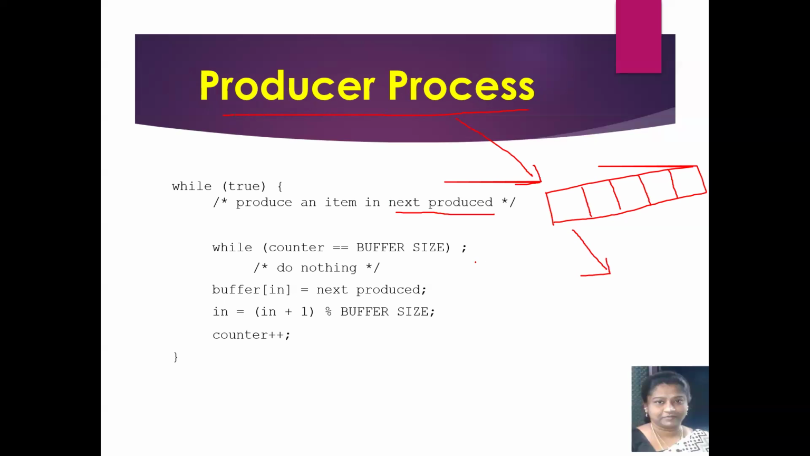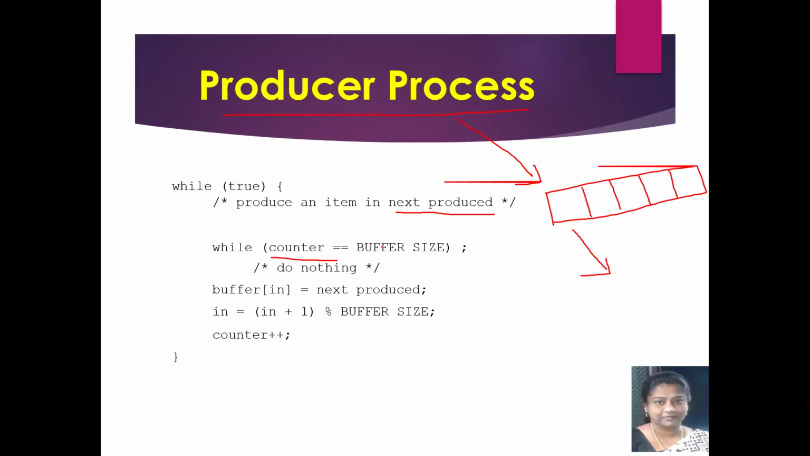So what the producer will do is, as it deposits an item in the buffer, it will keep incrementing the variable counter. Similarly, as the consumer consumes, the consumer will keep decrementing the counter. Now look at the code thoroughly, to see if you'll be able to understand how it is done.